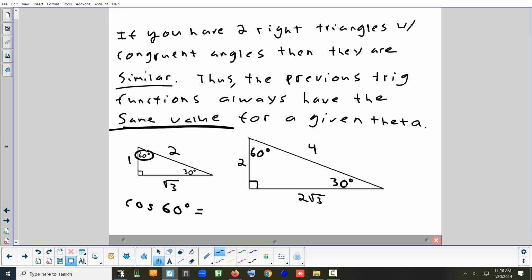What did we just have for a definition for cosine? Adjacent divided by hypotenuse. What side is adjacent to 60 in the small triangle? 1. And what's the hypotenuse? 2. So in the small triangle, the cosine of 60 is 1/2. Now let's find the cosine of 60 in the bigger one.